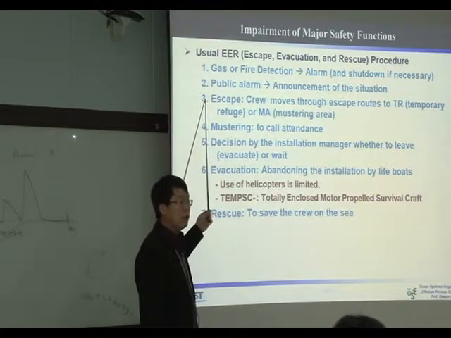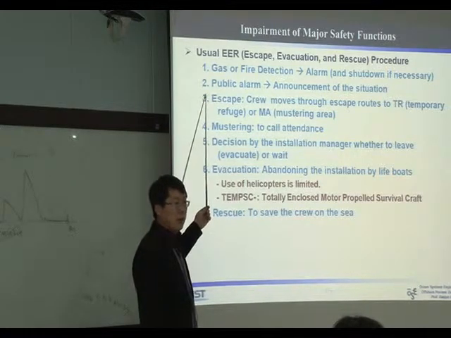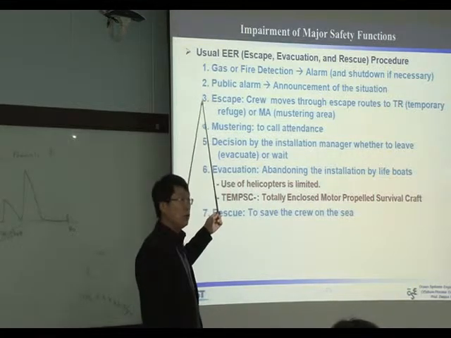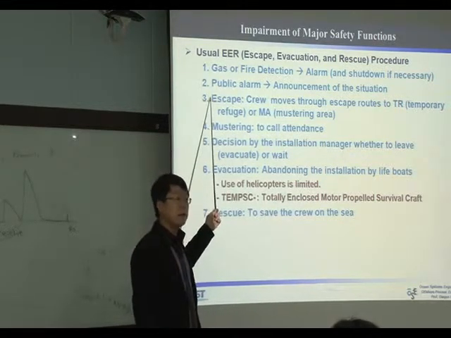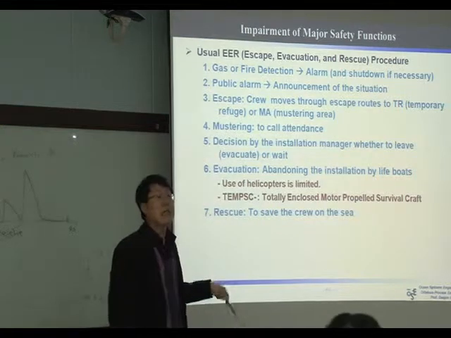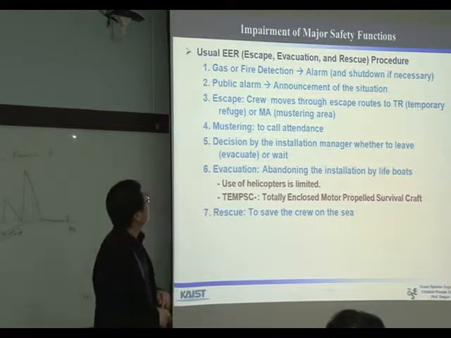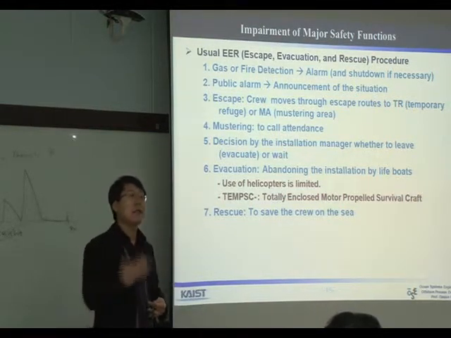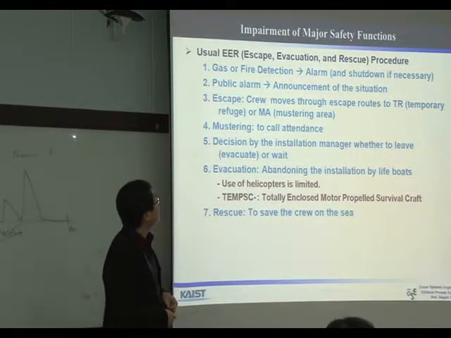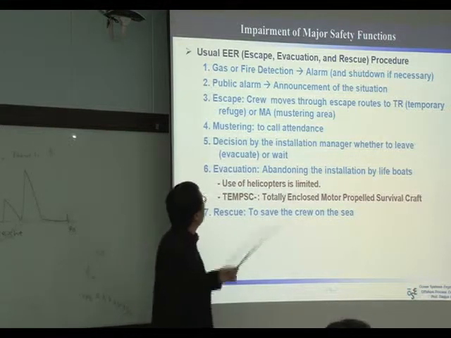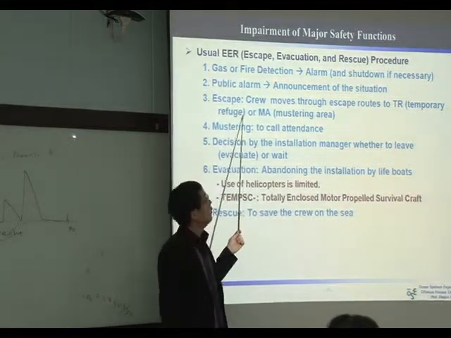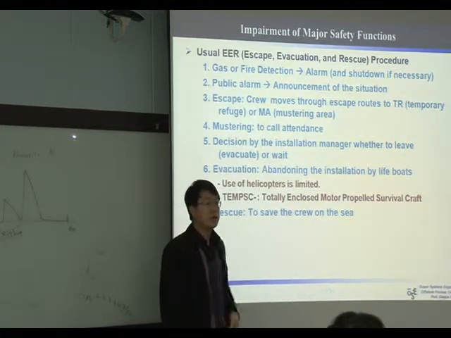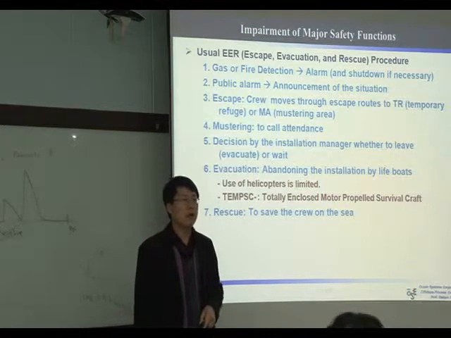So I was in the office near the restroom, so I needed to move to a safe place. That action is called escape. So escape is moving from the site to a safe area. That safe area is called temporary refuge, TR, or sometimes mustering area, MA. What is mustering?